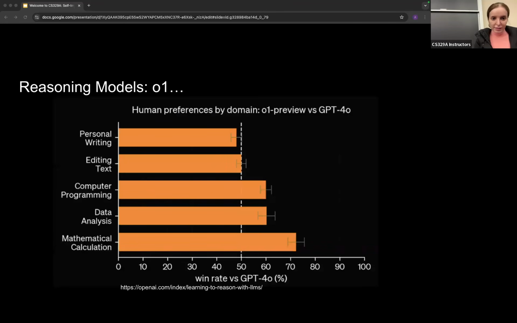Reasoning models like O1 really shine, at least so far from what we have seen, in solving reasoning tasks such as coding, data analysis, and solving math problems, and these are the win rates that OpenAI is reporting over GPT-4o. Whereas in personal writing and editing text, O1 might not be doing that much better, or maybe even slightly worse than GPT-4o, but it is doing a lot better in the reasoning tasks.